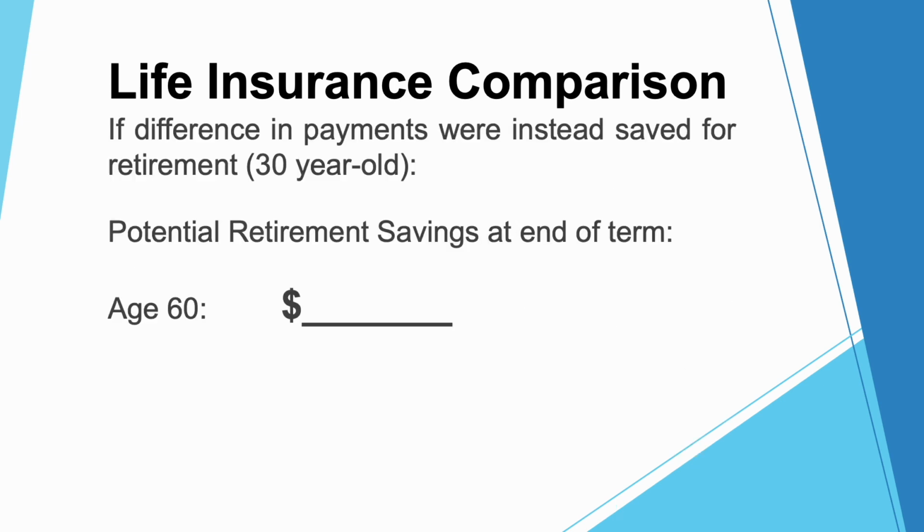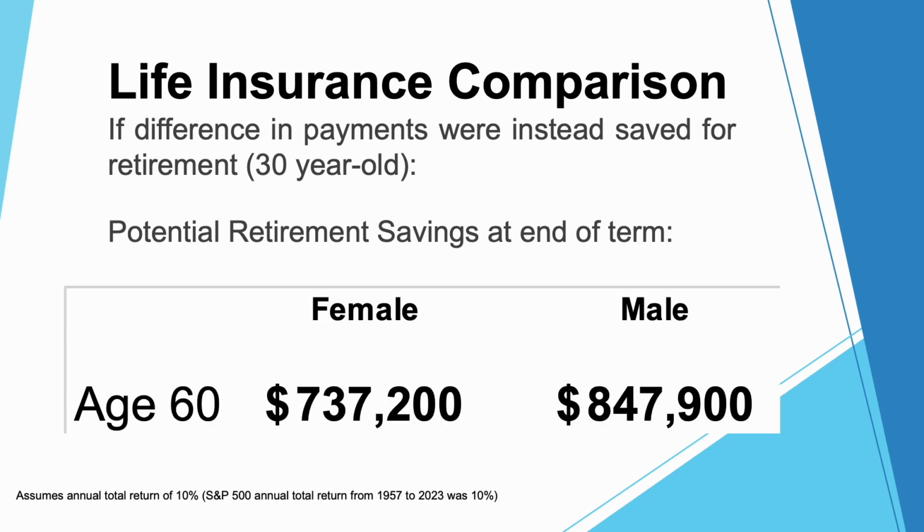What if instead of buying whole life insurance, a person bought term life insurance and invested the difference between the two in retirement? By the age of 60, at the end of that 30-year term life policy, a female could have $737,000 and a male could have just under $848,000. Yes, that one decision could cost you about $750,000.